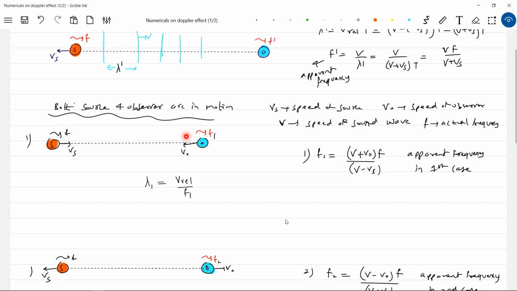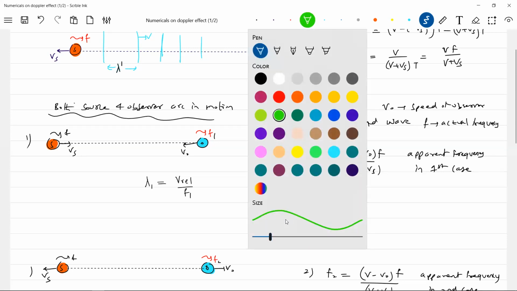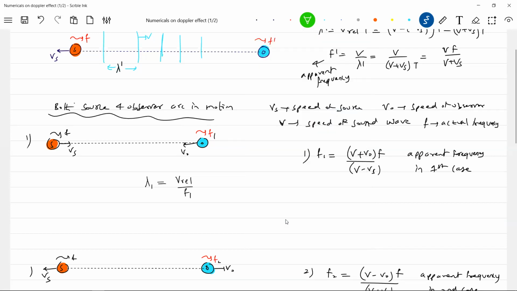Try to look at this one. The waves emitted by this, they will propagate. With what speed will the waves be propagating? With a speed V. This is very important. Once again, what is the speed with which the waves are propagating? We know. With what speed will the waves strike the observer? With a speed V plus V naught. What is V relative? The speed with which waves approach the observer.